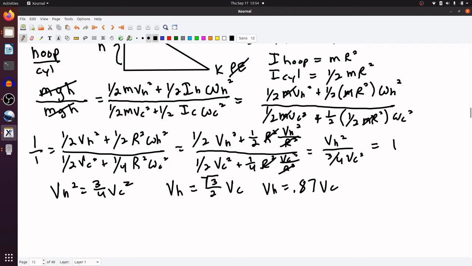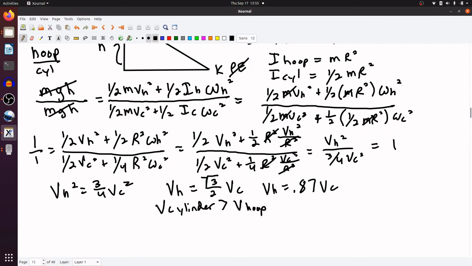So what does that mean? That means all things being equal, the velocity of the hoop is going to have 87% of the velocity of the cylinder at the bottom of the ramp, which means that since we have to take a fraction of VC to get VH, your velocity of your cylinder is going to be greater than the velocity of the hoop.